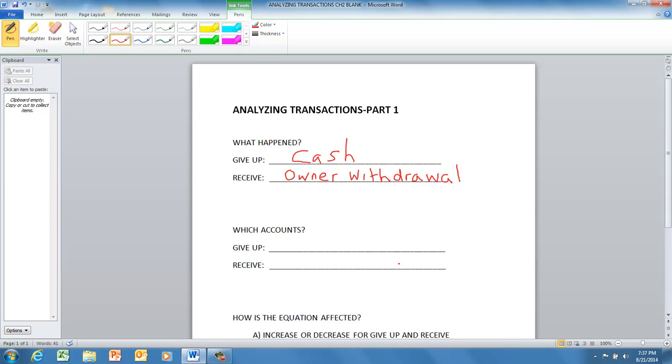Okay, now I need to find my accounts. For cash, cash is an asset. We own the cash. The business owns the cash account, the checking account. And so we look under assets and we see an account, in fact, called cash. So that's what we'll use there. And that is an asset.